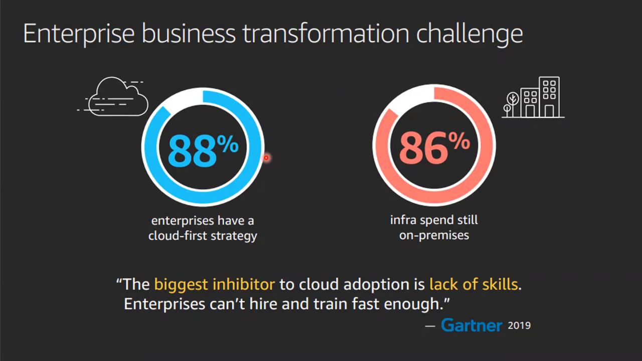This is as per the Gartner report 2019. The biggest inhibitor to cloud adoption is the lack of skills. Enterprises can't hire and train fast enough. That's where partners like Exalogic come in, which provide professional service, which follows proper process for the SAP migration. Migration is actually a complex activity. It goes through a lot of phases, as Deepa discussed, but partners like Exalogic can really help you in streamlining your business transformation journey.